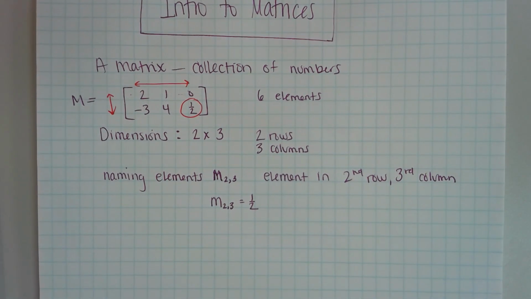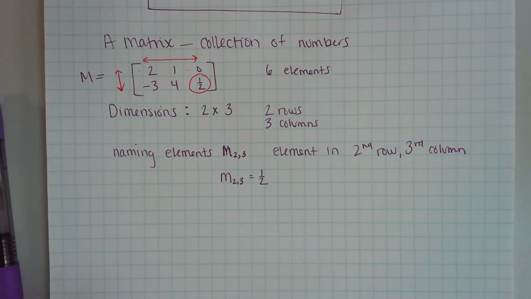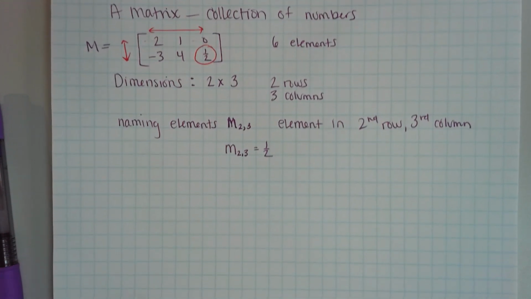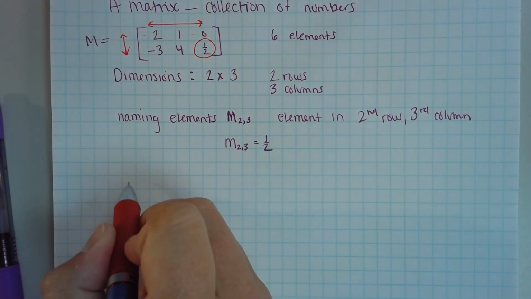So that's very brief what a matrix is. It's a collection of numbers. How do we label things? How do we find elements within it? What we're going to do today is we're really going to talk about using the calculator to add, subtract, and multiply matrices. So I'm going to just give a few examples, and we're going to show these on the calculator.